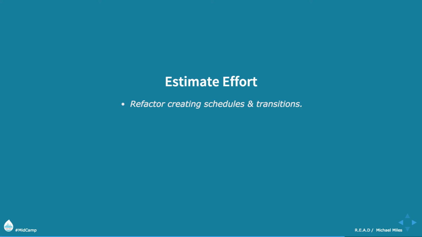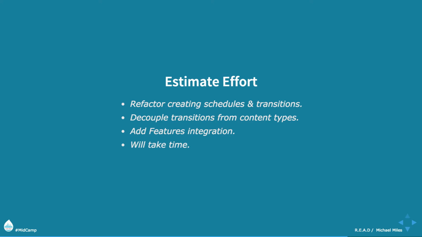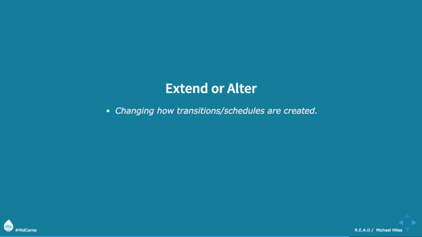The effort it would take to change this? Well, I'd have to refactor how schedules and transitions are created, because I want to decouple them from content types so that I can choose different ones per node. And I have to add features integration. And I think this refactoring is going to take me time. It's a lot of effort to basically take out what the module is doing and try to make it do something else. Right, so am I extending or altering it?